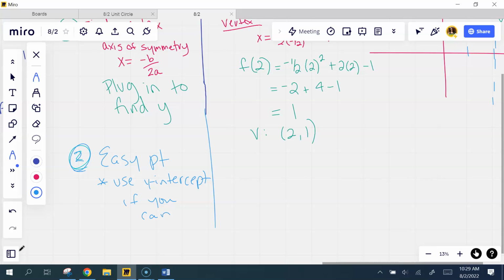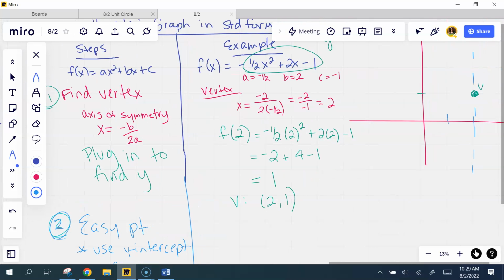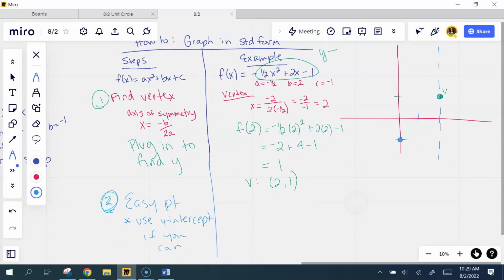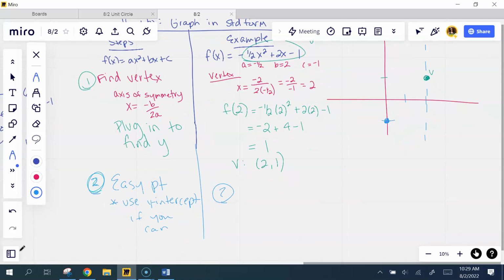When could you maybe not use the y-intercept as another point? When the vertex and the y-intercept are the same thing. Then you can't use that as your easy point, right? Or maybe on the end of my equation I have plus 475. No way I'm going up to 475. So that's another time maybe I don't use it. But if you can use it, most definitely use it. In this case, I can. And it's -1, and I can just put the point there at -1. So here the y-intercept is -1.